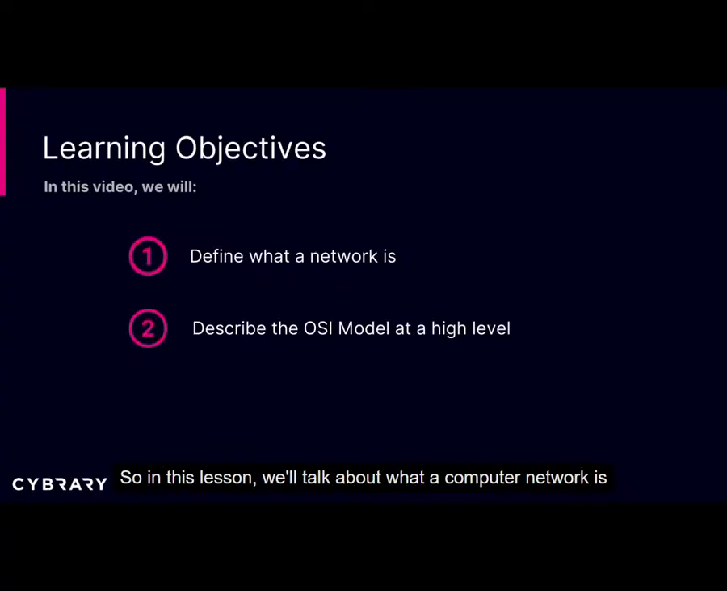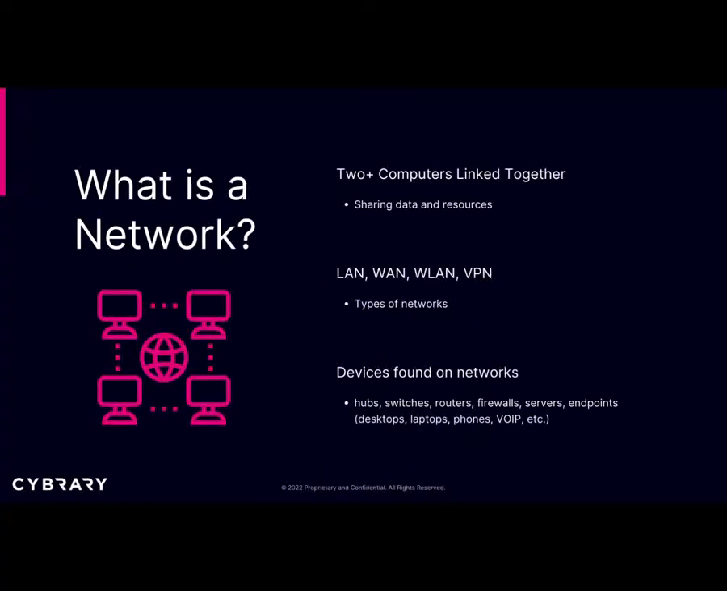So, in this lesson, we'll talk about what a computer network is, and we'll describe the OSI model at a high level. So, what is a network? At its most basic level, a network is two or more computers linked together sharing data and resources.